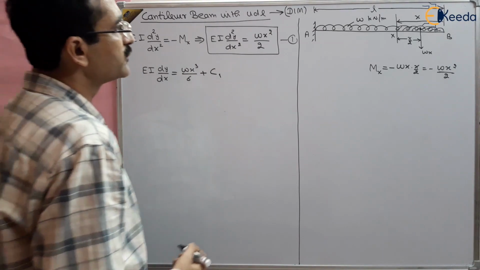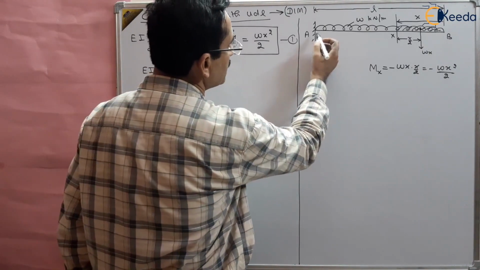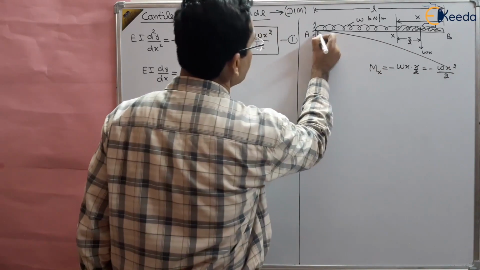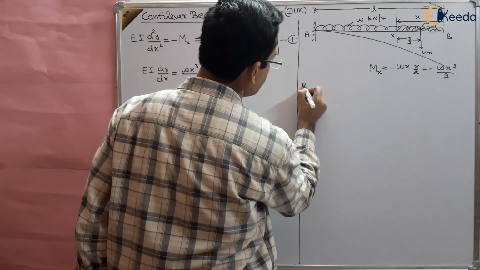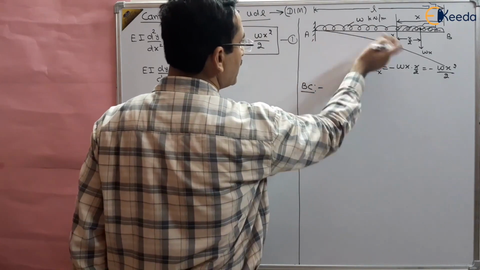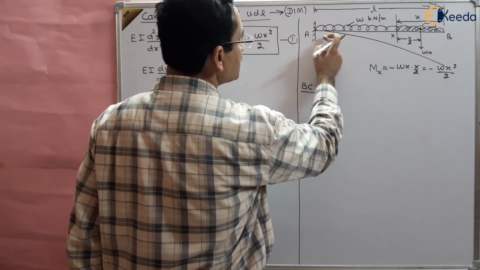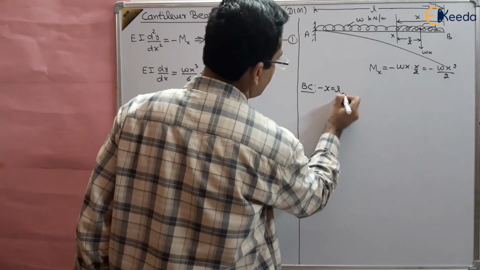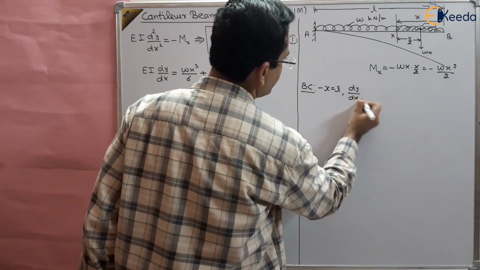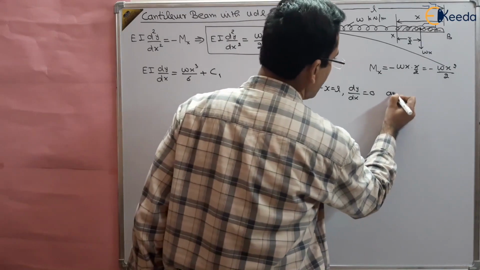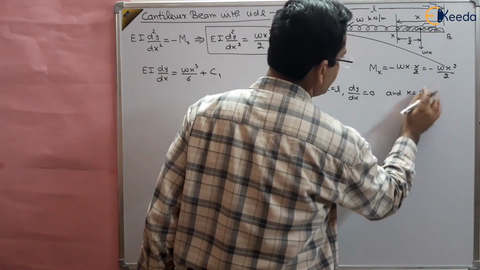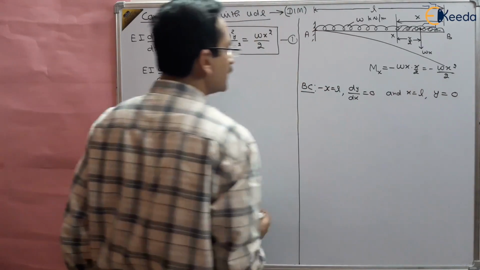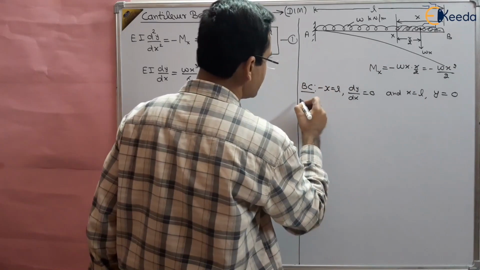For C1 we can use the boundary condition. If we see the deformation in this, it will be like this, and we know the boundary conditions. What are the boundary conditions? Boundary conditions for a cantilever beam are at the fixed end where the length is L. At the fixed end, x is equal to L, dy by dx will be equal to 0. This is the first boundary condition. And also at x is equal to L, the deflection is also 0. So slope is 0, deflection is 0 at the fixed end, right?